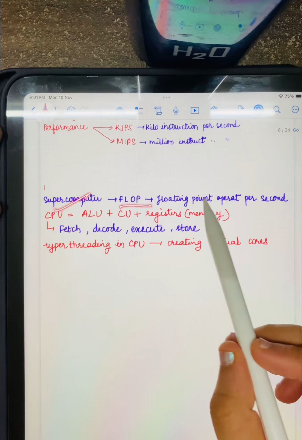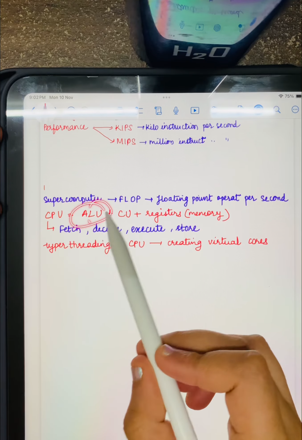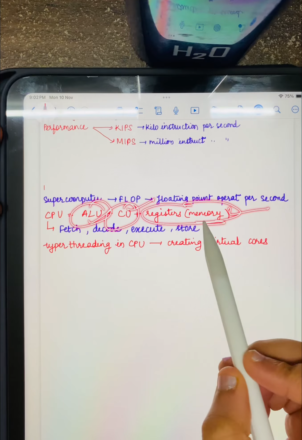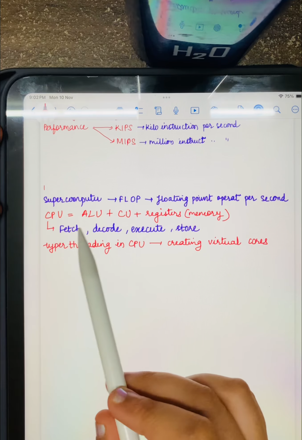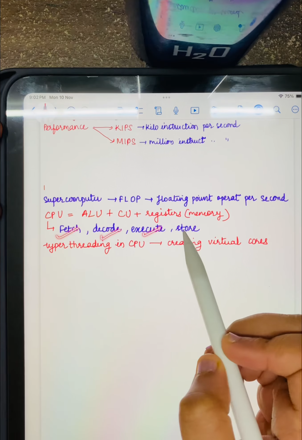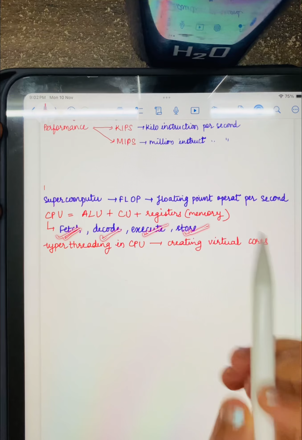Supercomputers has FLOPS, floating point operations per second. CPU components include arithmetic logical unit, control unit, registers, which is memory. So what function can CPU perform? Fetch, decode, execute, store.